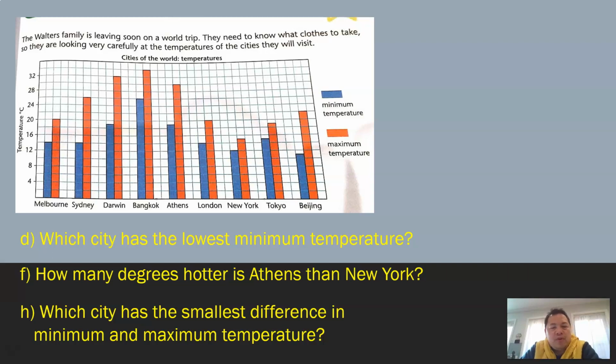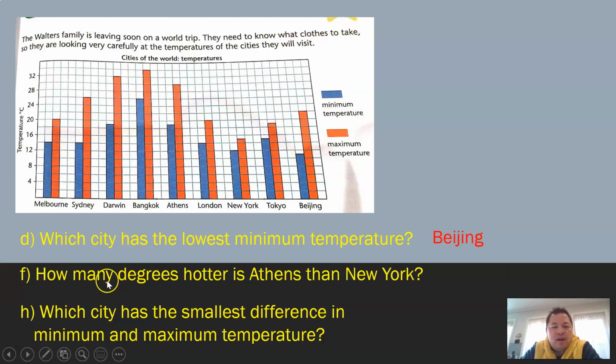So there are a couple of questions inside the student book that you need to answer, and I'll go through some of the skills required for it. For example, they say, which city has the lowest minimum temperature? So we're interested in the minimum temperature. Which city has the lowest? So we're going to see the blue columns. Which of them is the lowest? It seems like Beijing is the one with the lowest, isn't it? Of them all? Yeah, that's right. So Beijing is the answer.